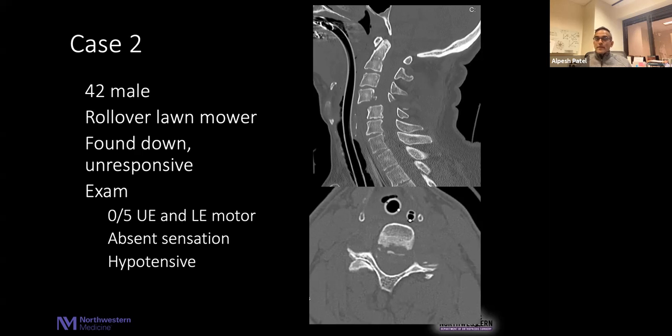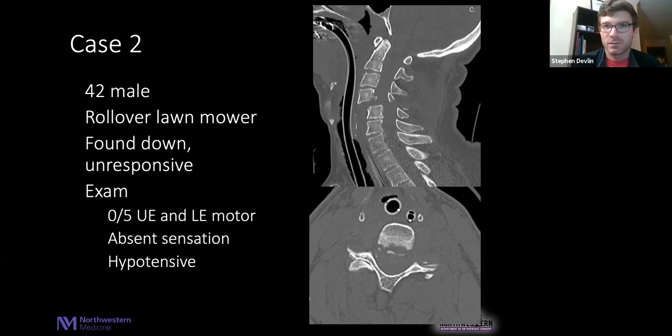So let's be really clear. I think you got the first part spot on. It's ASIA A, right? Complete cord injury, no sensation, no motor, no rectal tone, right? So if he's hypotensive and he's in shock, what kind of shock is that? Neurogenic shock. Neurogenic shock, right? What's spinal shock?